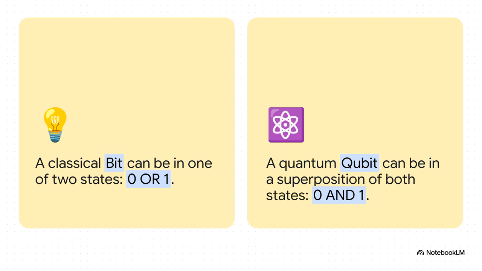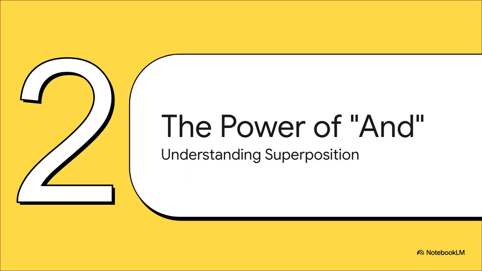See, the phone or laptop you're using right now runs on bits, and a bit is just like a light switch. It's either off, which is a 0, or it's on, a 1. Simple, right? But quantum computers use something called a qubit, and thanks to the wild rules of quantum mechanics, a qubit can be a 0 and a 1 at the exact same time. So, how in the world can something be two things at once? Well, this brings us to our very first core quantum principle: superposition.